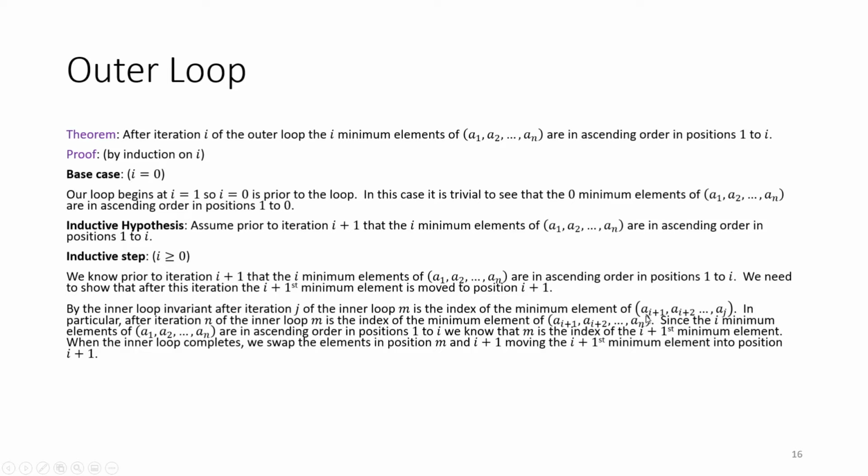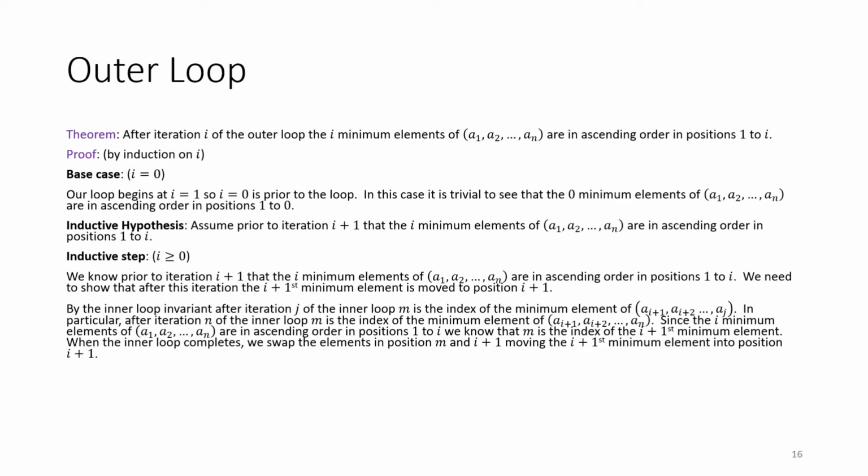So we plug in I plus 1 for I, so these two changed. But the upper bound did not change, j. Now we're not worried about any particular iteration of the inner loop except for the last iteration. So in particular, after the last iteration, which stopped when j is equal to n, m will be the index of the minimum of A_I+1, A_I+2, and so on, but now j becomes n.